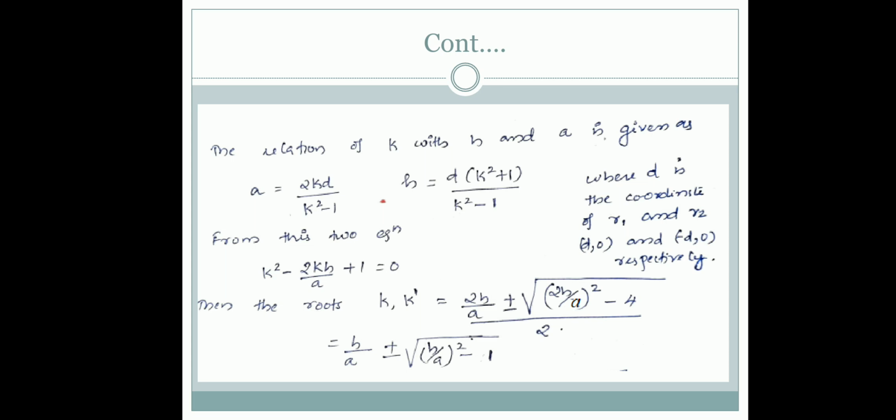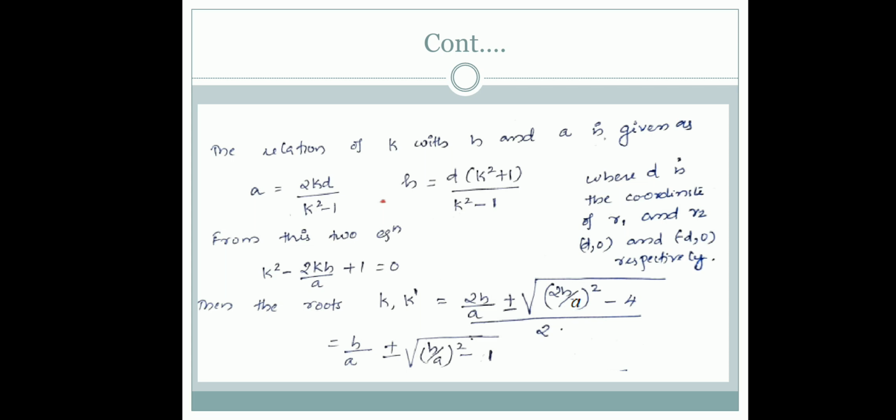So we have two roots that are represented as k and k dash. Finding these roots using the equation minus b plus or minus root of b square minus 4ac divided by 2a, you will get k comma k dash, that is, the two roots are 2h by a plus or minus root of (2h by a) whole square minus 4, whole divided by 2. So we can see that 2 is common in every term, so we can cancel it. The final result is h by a plus or minus root of (h by a) whole square minus 1.